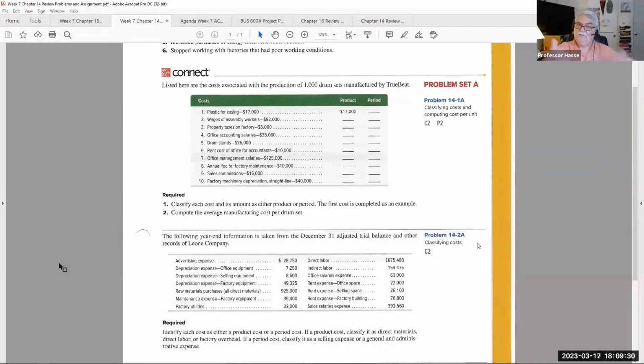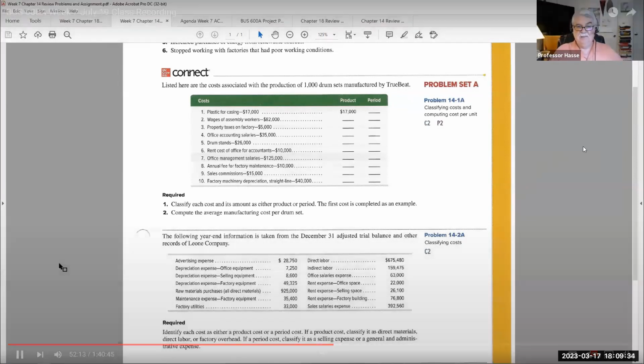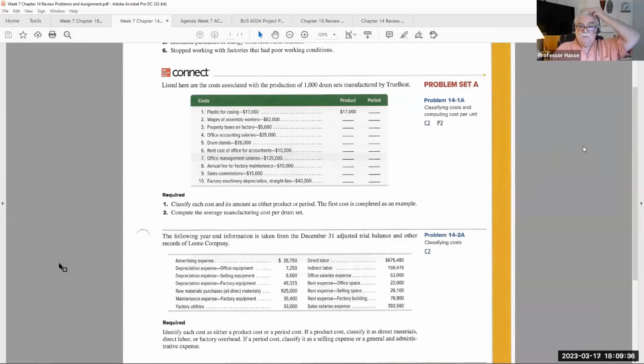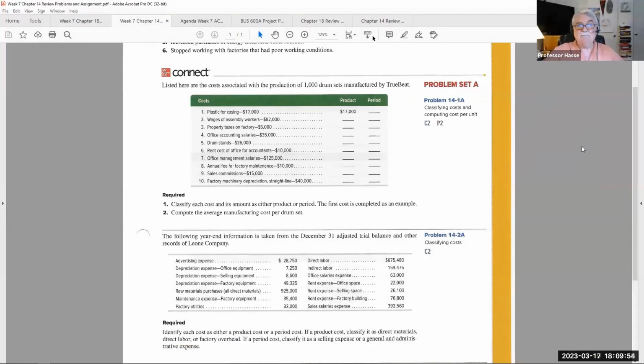Classify each, which we just did, product or period. Okay, so now I've classified them. Now, what does it cost us to produce one drum? That's part number 2. So I want to list all the manufacturing or product costs and divide that by 1,000 units. That's what they produced. And that gives me our cost per unit. So let's take a look at that.